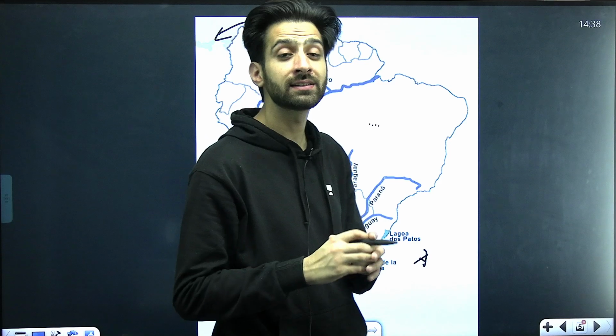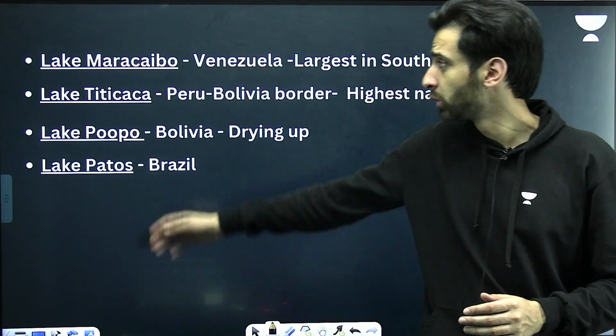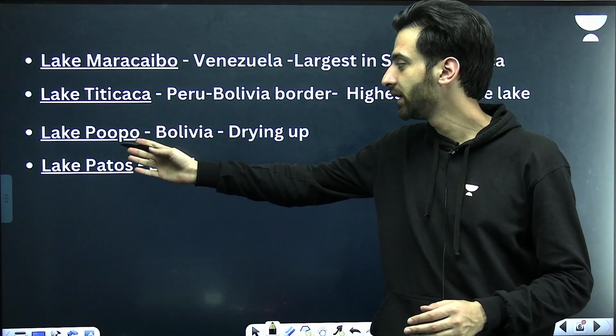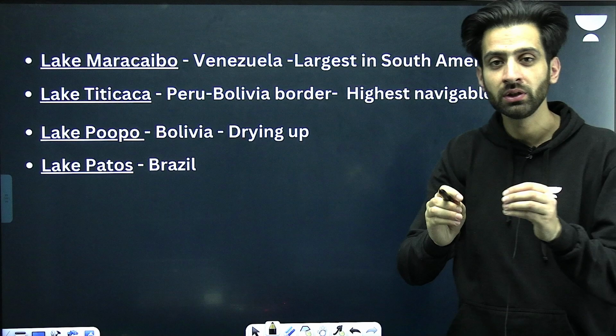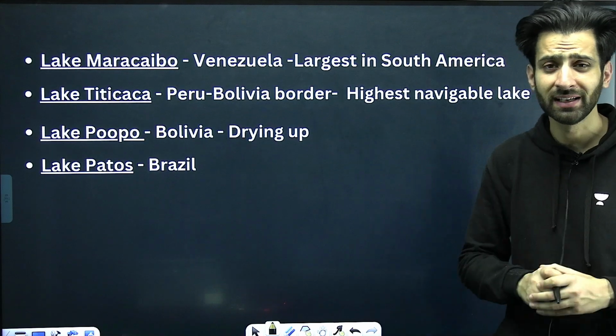These are the four lakes that are very important as far as your examination is concerned: Lake Maracaibo, Lake Titicaca, Lake Poopó, and Lake Patos. This is the location, as I already showed you on the map, where the lakes are located. I hope you understood where the lakes are located.